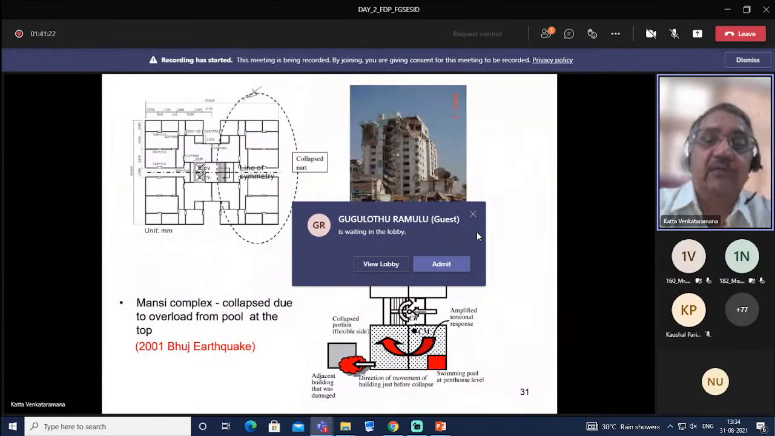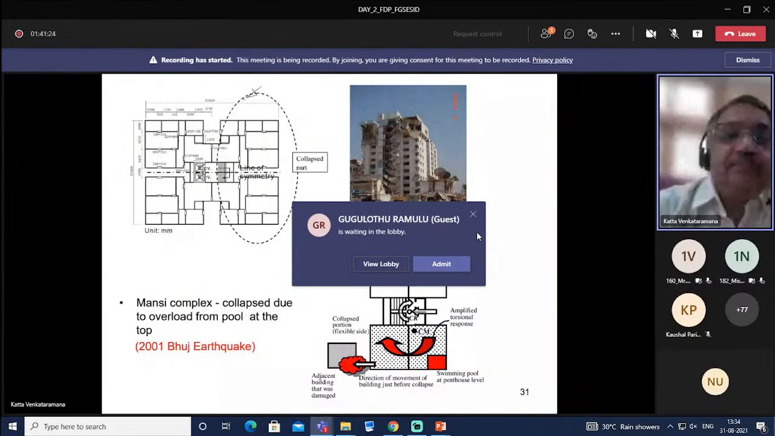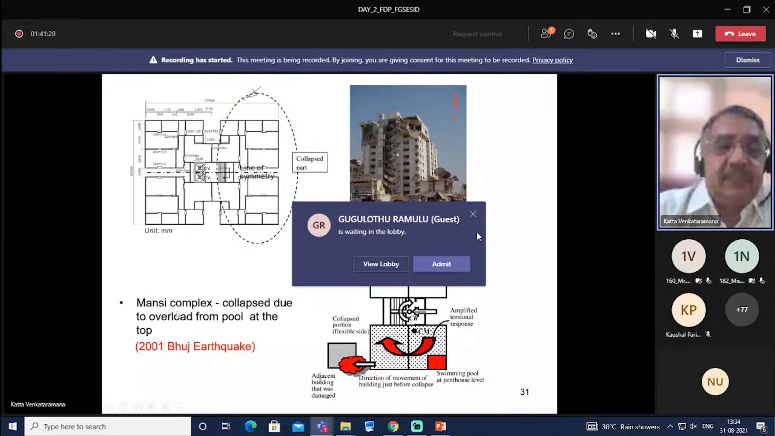This is actual failure due to torsion. And this is a plan of a building called Mansi Complex, 2001 Bhuj earthquake. If you look at the plan here, this is the standing portion. This is the collapsed portion.